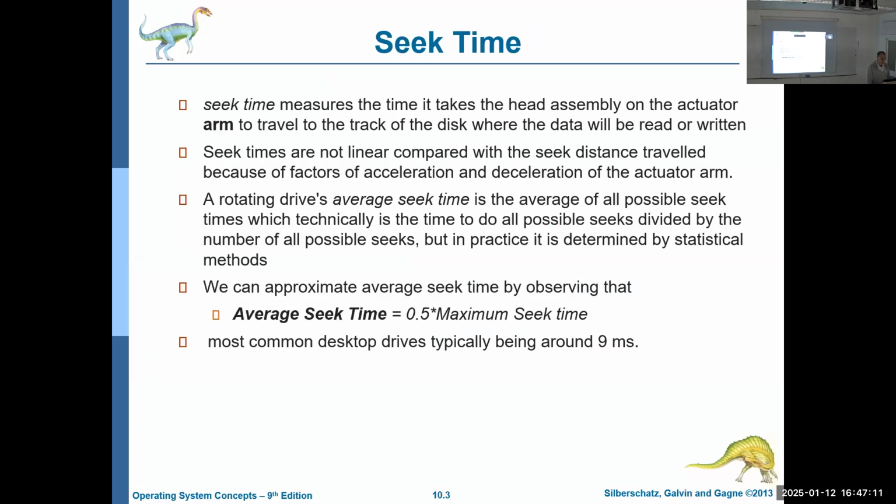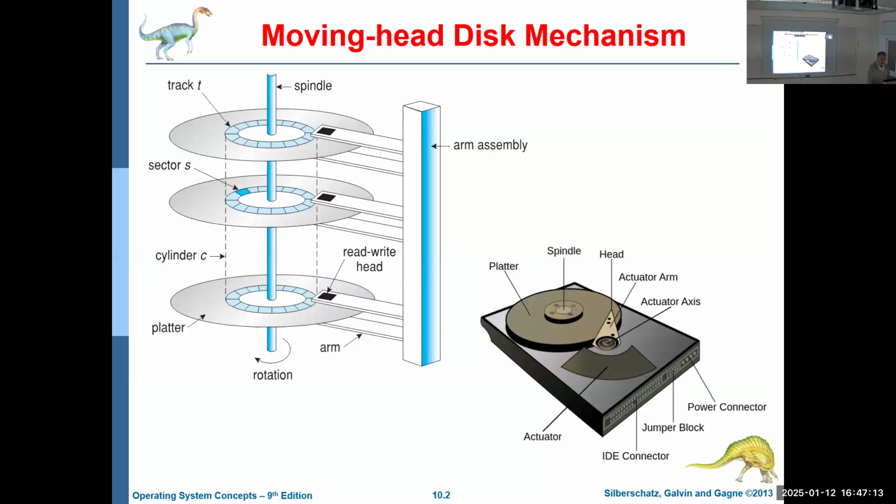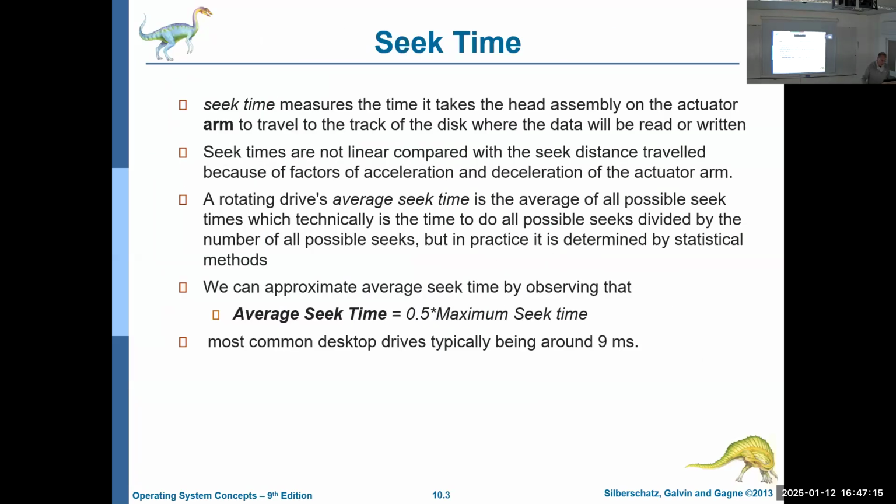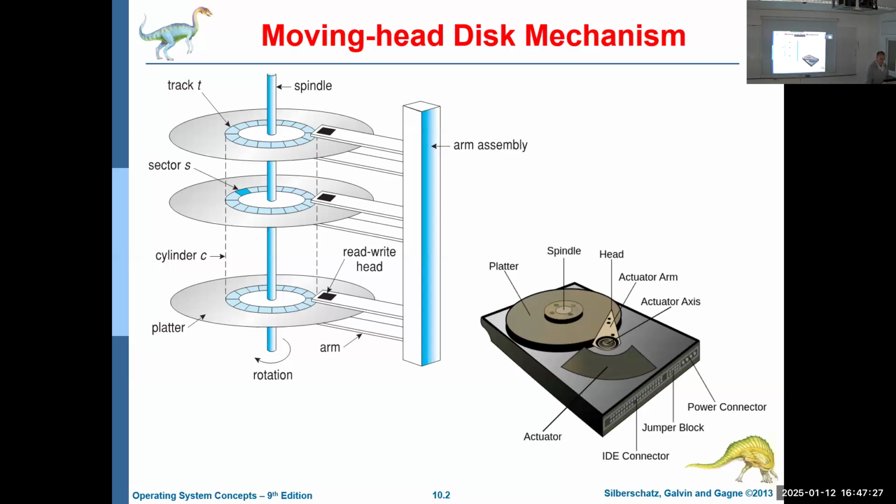Okay, so there's something called seek time. So what is seek time? Seek time measures the time it takes for the head assembly on the actuator arm to travel to the track, to the groove of the disk where the data will be read. In other words, if I'm currently on track 2, and I need to get to track 1, then I have to turn and get there. That's called the seek time.